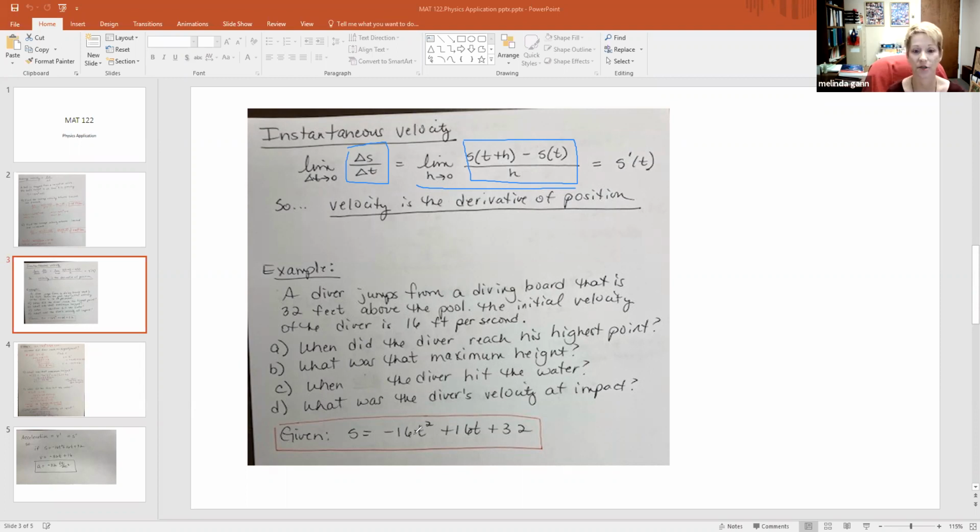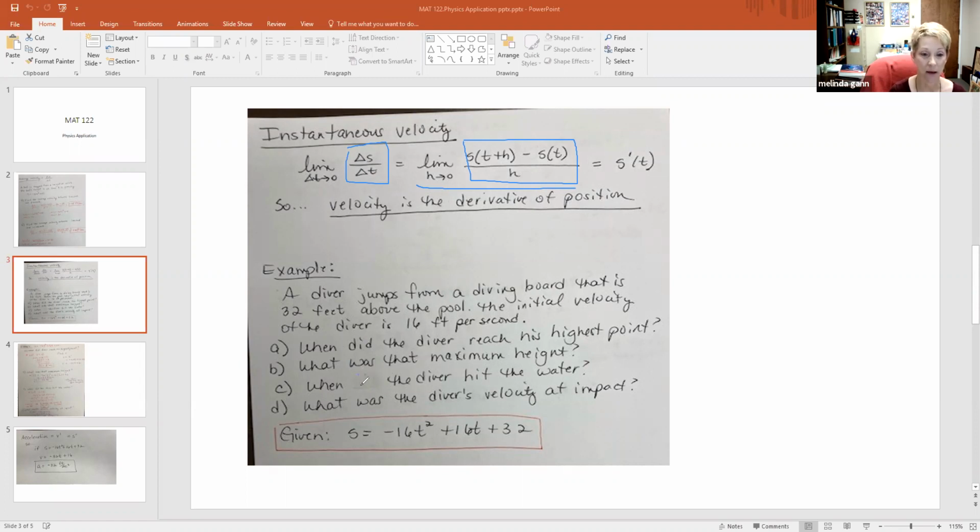Now, here's the way a problem is going to be worded. We're going to kind of go work every piece. A diver jumps from a diving board that's 32 feet above the pool. So I've got this really high diving board above the pool. It's 32 feet. And the diver comes off the board with an initial velocity of 16 feet per second. Okay, cool. Now, I ask you several questions. I ask you, when did the diver reach his highest point? I'm asking you, what was that highest point? What's the maximum height above the ground?